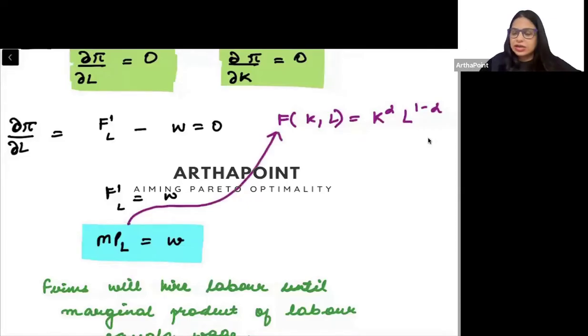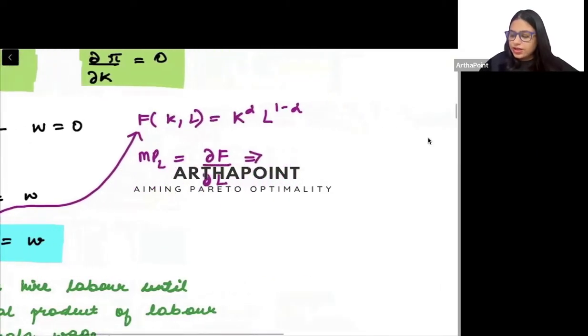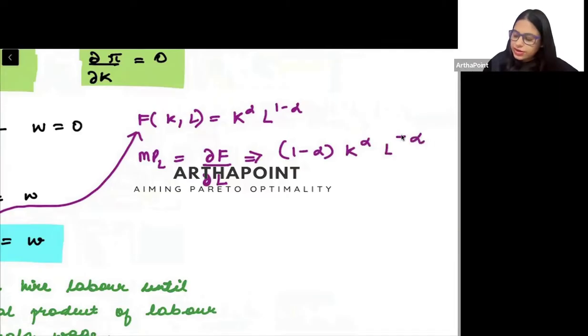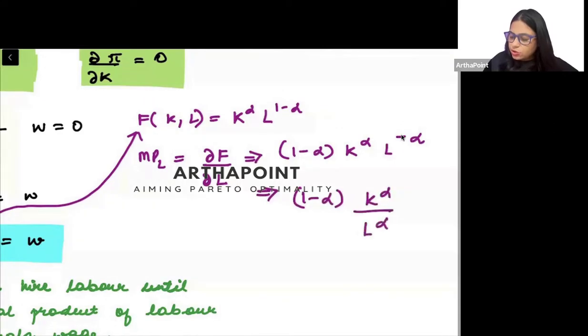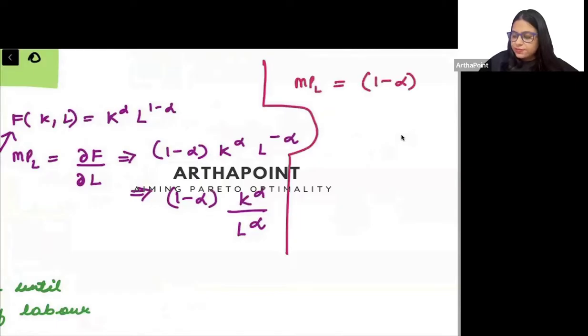the marginal product of labor is how output changes as labor changes. If I differentiate this with respect to L, what will I get? The power comes down, K to the power alpha, the power reduces by 1, so this will be L to the power minus alpha. This will be nothing but 1 minus alpha, K to the power alpha upon L to the power alpha. So the marginal product of labor is 1 minus alpha, K to the power alpha by L to the power alpha.